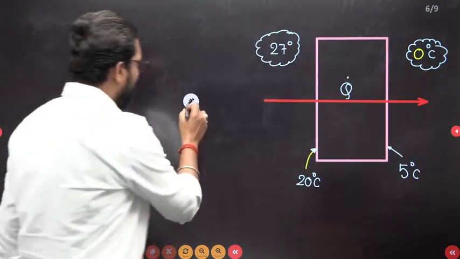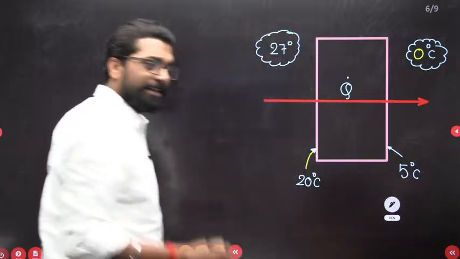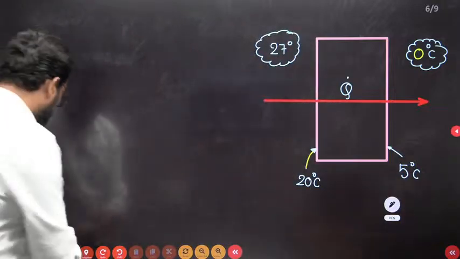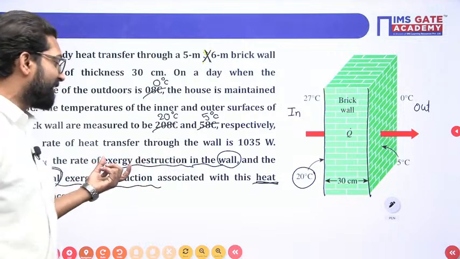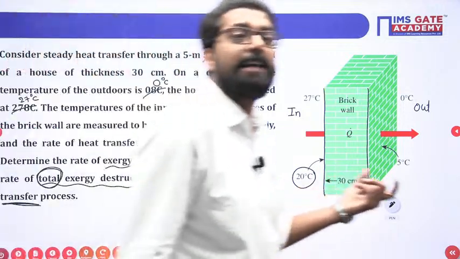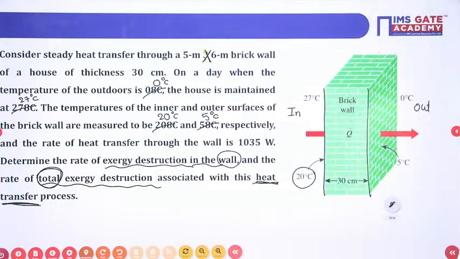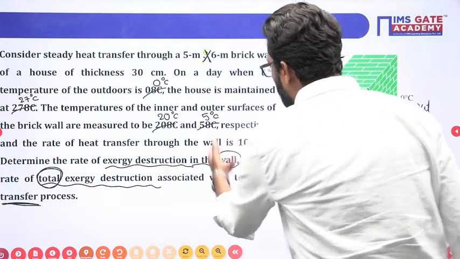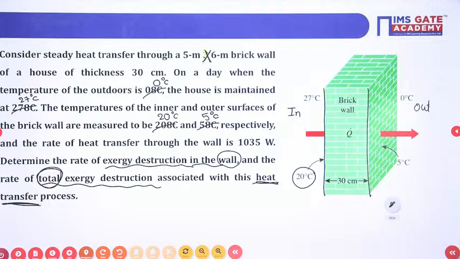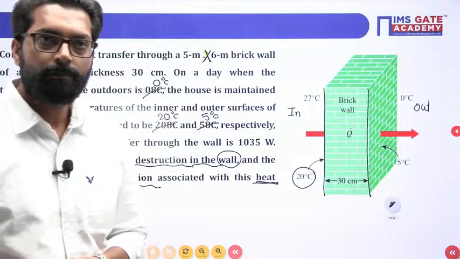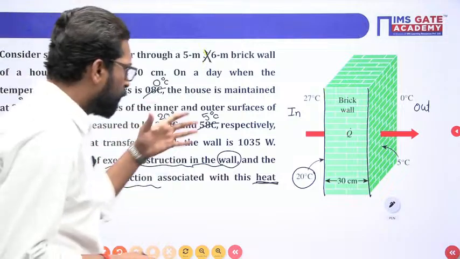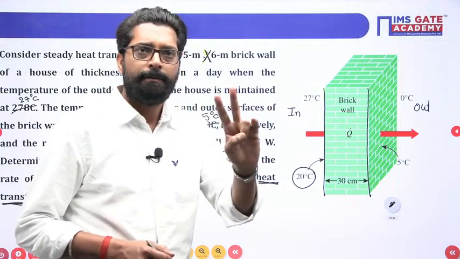So due to this heat transfer, what is the exergy destruction? What are they asking? Exergy destruction means irreversibility. So what is the irreversibility associated with the wall, and the total irreversibility associated? Clear? So we will have to solve this problem by two methods.